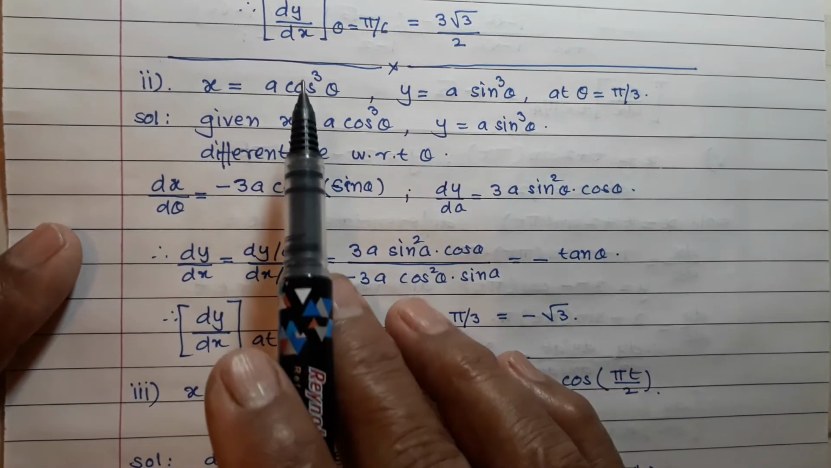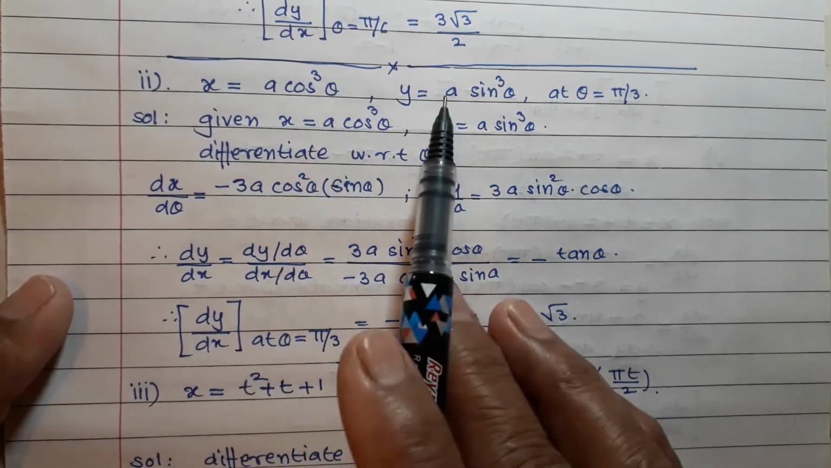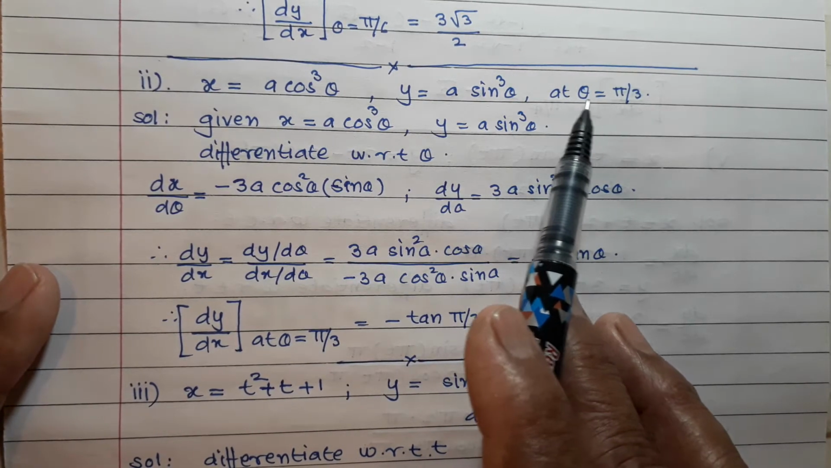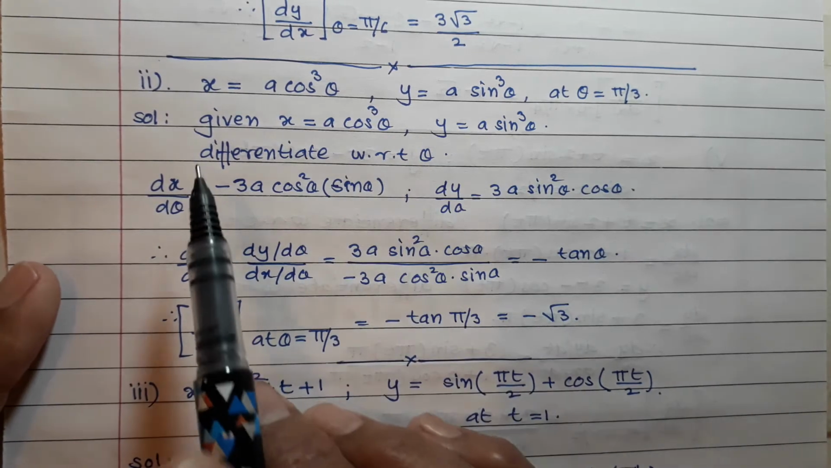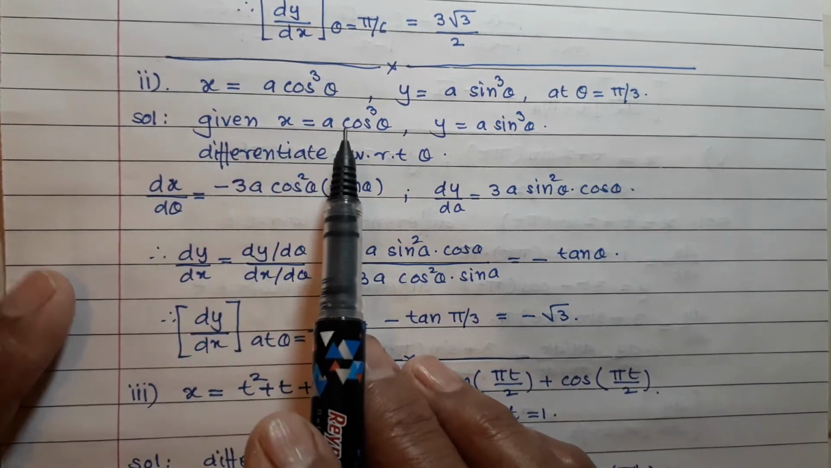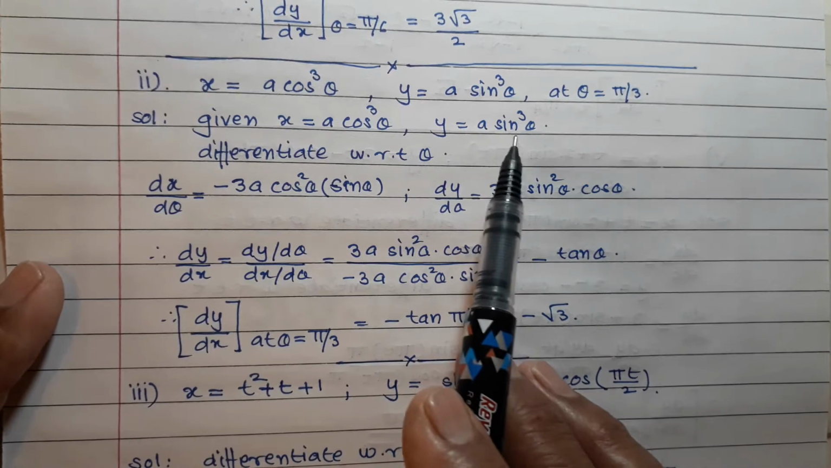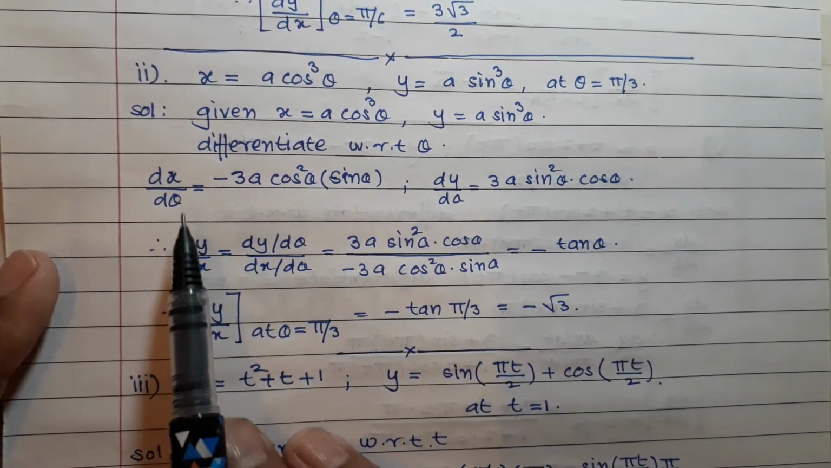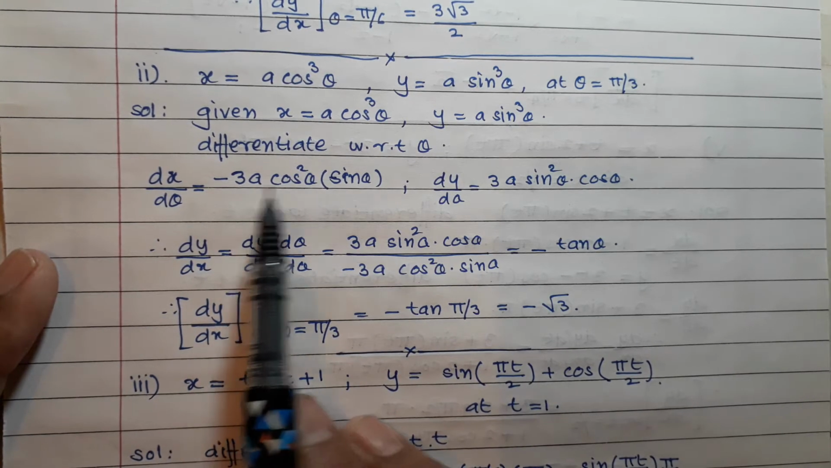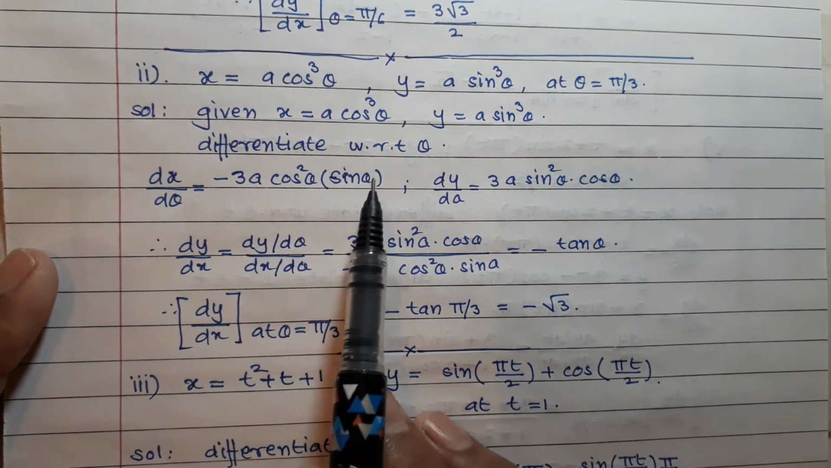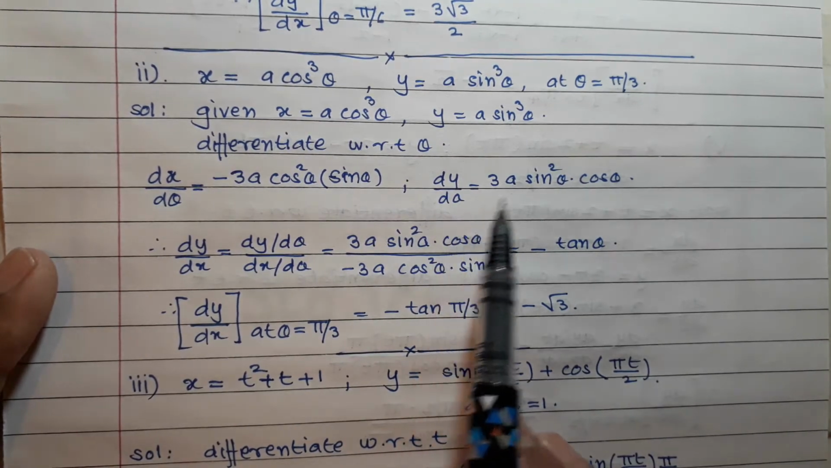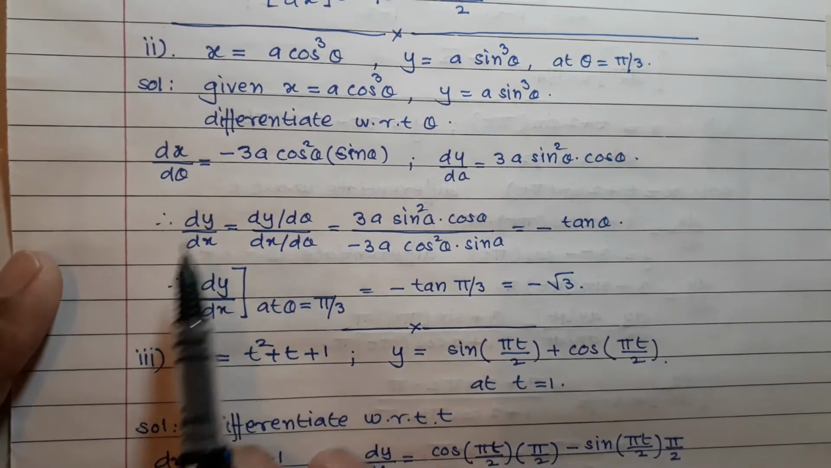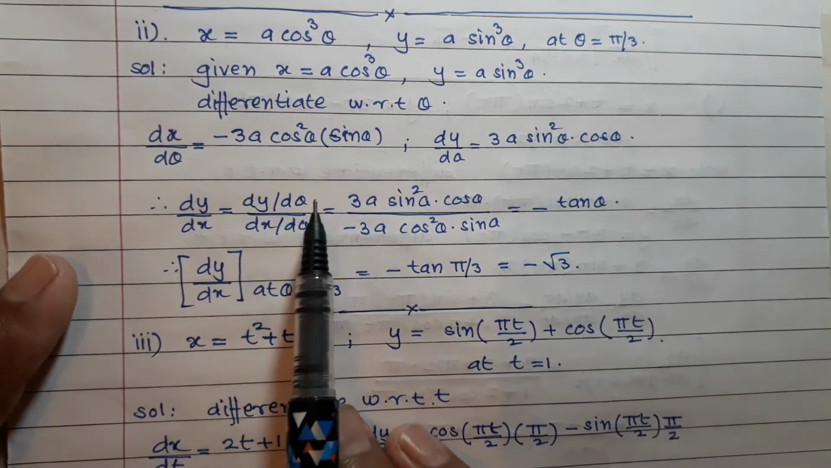Question number 2. x = a cos³ θ, y = a sin³ θ. Find dy/dx at θ = π/3. Solution: given x = a cos³ θ, y = a sin³ θ, differentiate with respect to θ. dx/dθ = -3a cos² θ sin θ, dy/dθ = 3a sin² θ cos θ, and therefore dy/dx = dy/dθ upon dx/dθ.